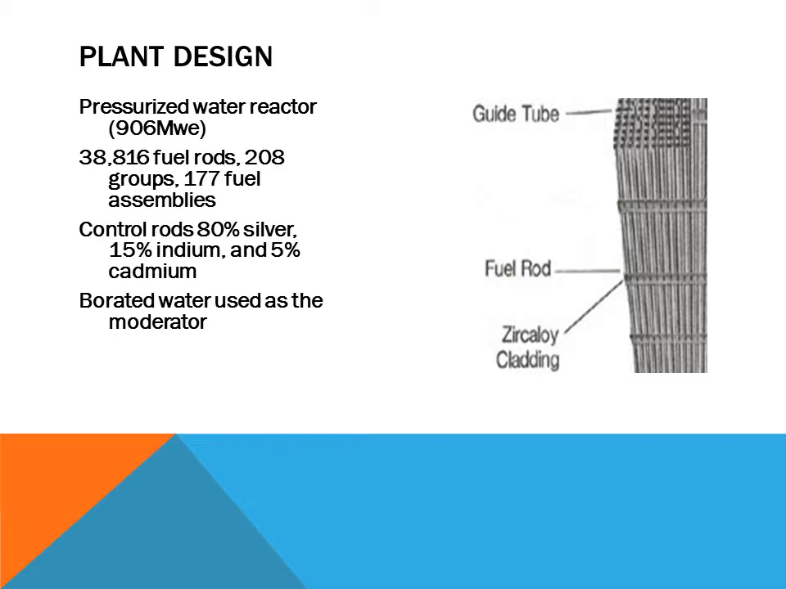The actual vessel itself, which houses the core, was a 40-foot high piece of steel with a wall thickness of 8.5 inches. So the vessel itself contains all the rods inside. This is where your uranium, your rods, everything is inside this vessel.